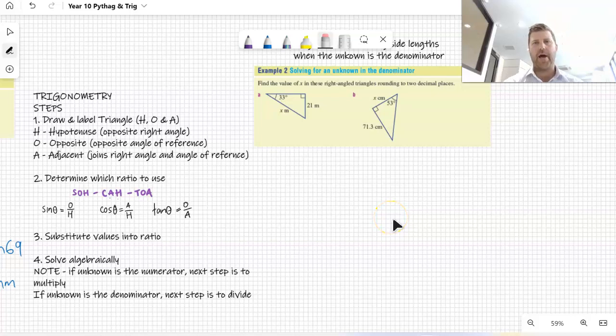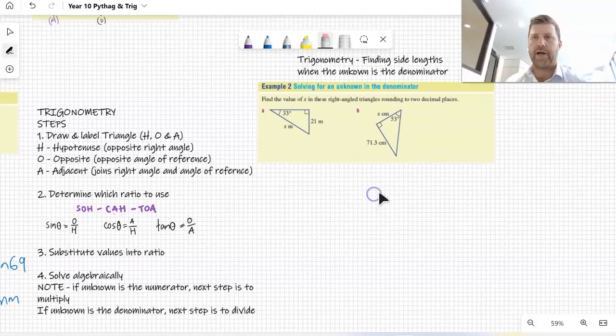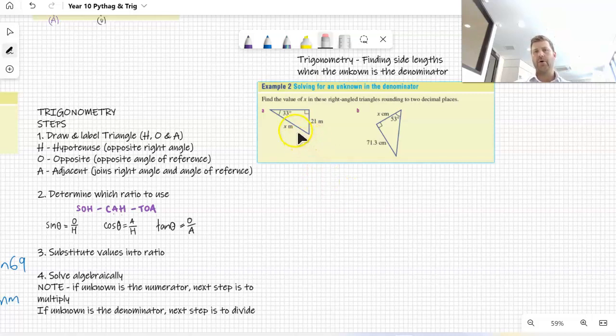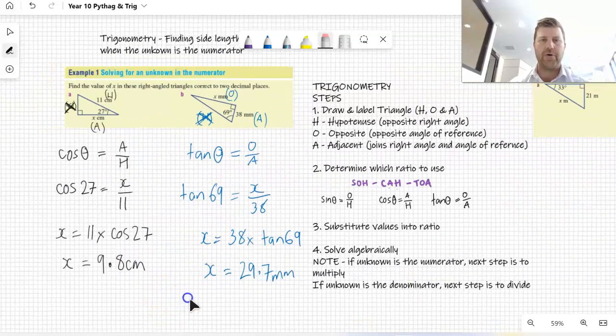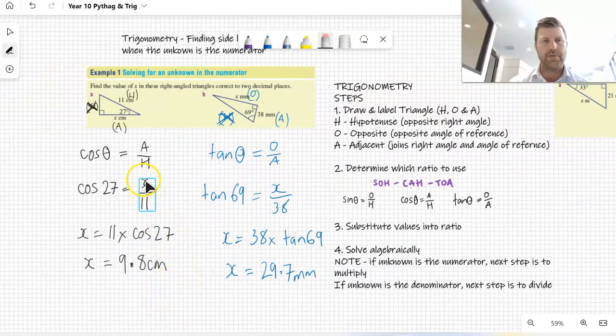In today's video, I'm going to show you how to calculate an unknown side in a right angled triangle using trigonometry. Today, in the two examples I'm going through, the unknown will actually be the denominator. I'll get to that in a minute, but essentially, my class, what we looked at last lesson was calculating an unknown side when that unknown was the numerator.